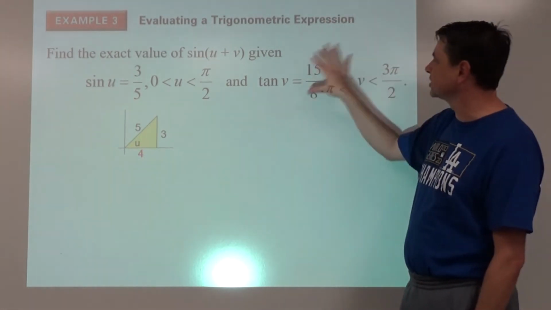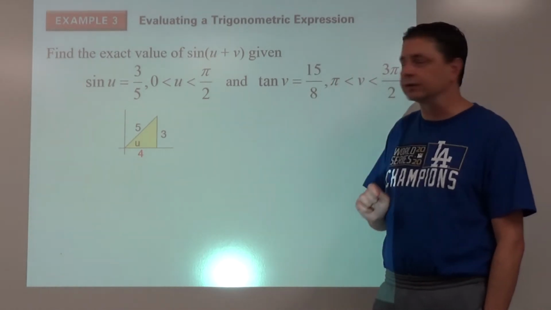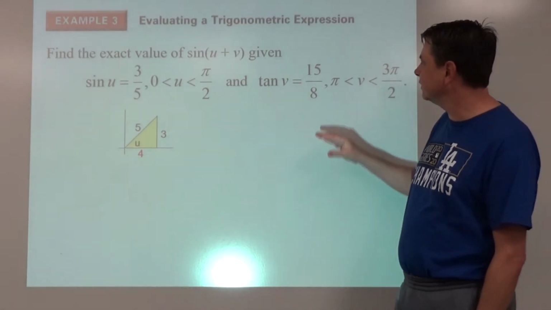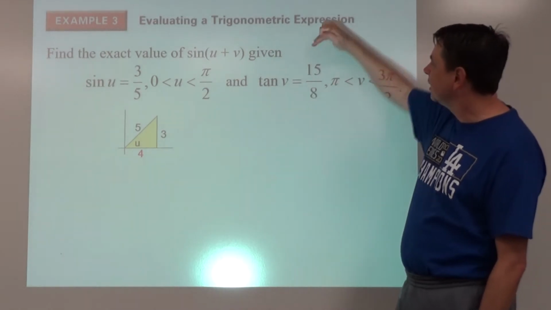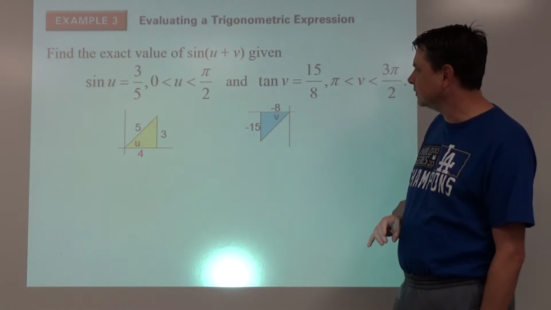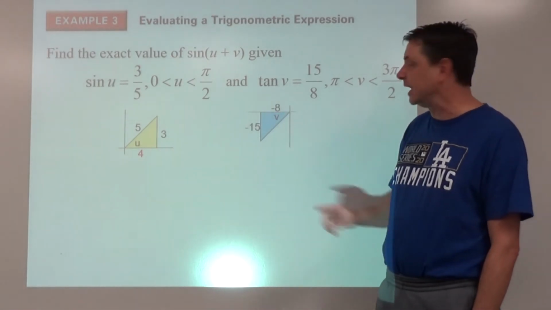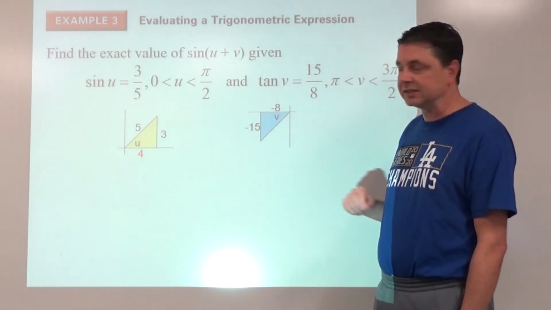And then over to our sketch here, between pi and 3 pi over 2, we're talking about quadrant 3. In quadrant 3, all the coordinates are negative. We're going to get a positive here because that's a ratio of dividing. So opposite and adjacent, but they're going to both be negative. So here's our sketch in quadrant 3. Again, we're going to need to do Pythagorean theorem. I think we're going to come out to be 17.